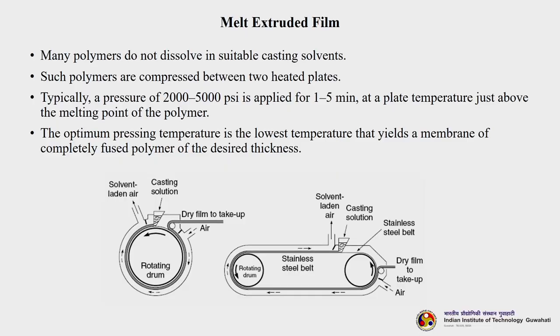So, you can see this is actually a melt extrusion system in which there are two drums, one is here and one is here, rotating in this direction. And the casting solution is poured here. You can see a small knife type of arrangement here, which is just like the blade which we discussed in the earlier slide, that determines the thickness of the membrane. And air is being pushed from the bottom here, and the air will actually help in evaporating the solvent.